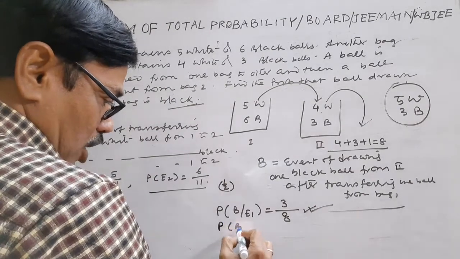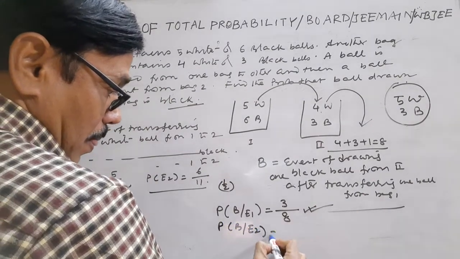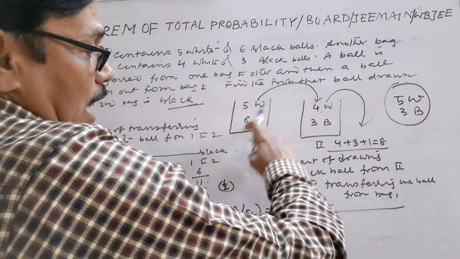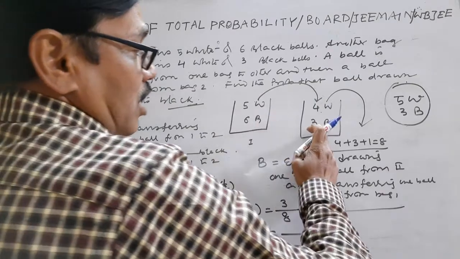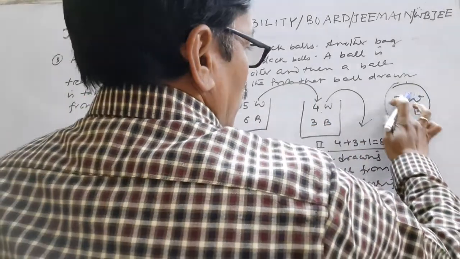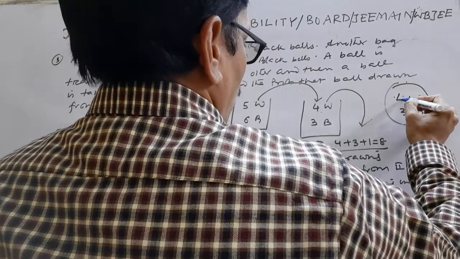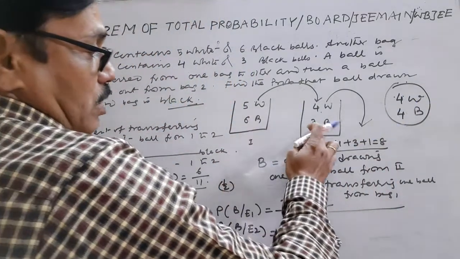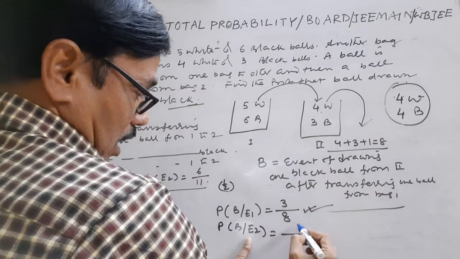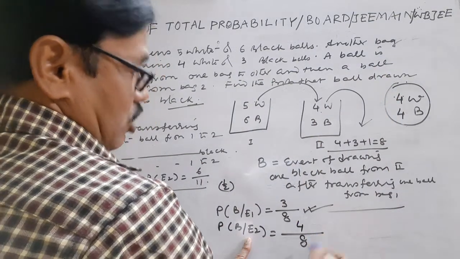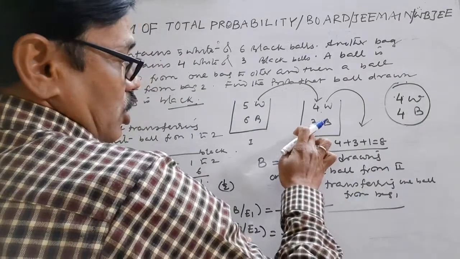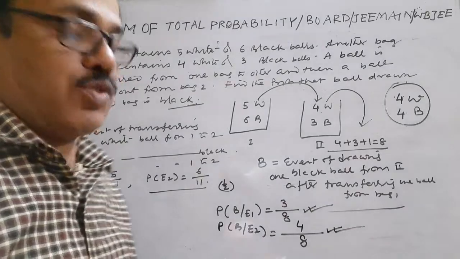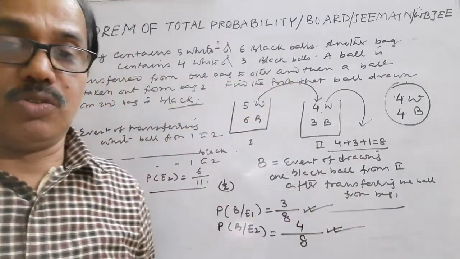Now B by E2. The probability of drawing a black ball when a black ball is transferred. In this case it will be 4 white and 4 black, because a black ball is transferred and these 3 will be 4. Now this is 4 by 8, because this is 3 plus 1, so 4 by 8. So this step is to be noted.